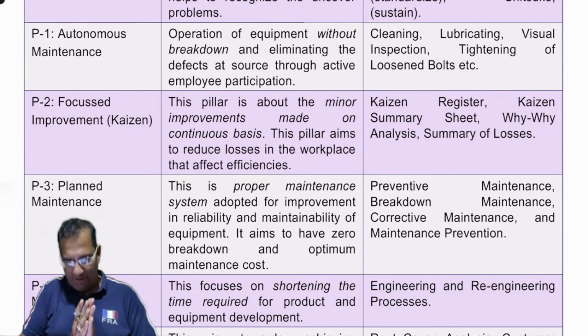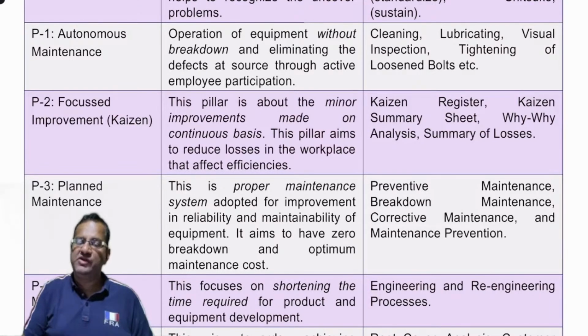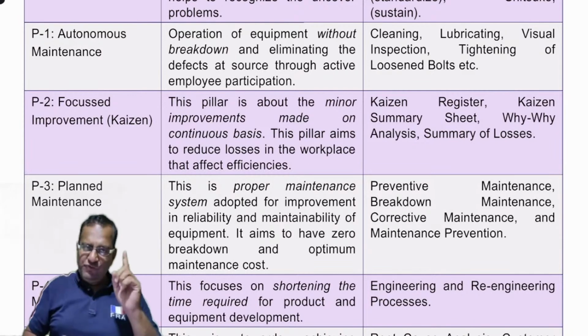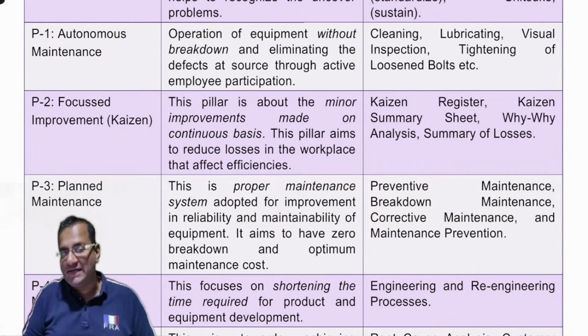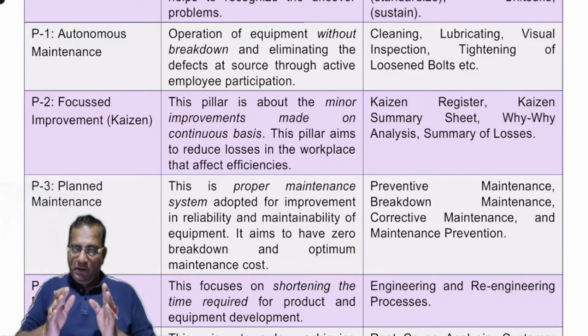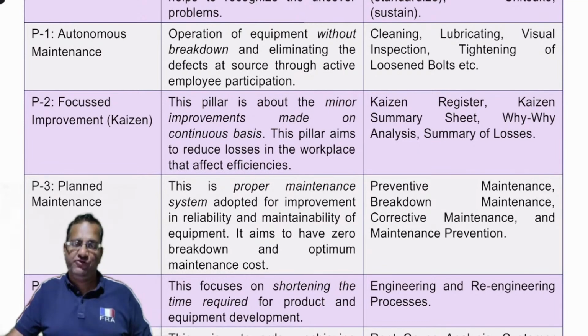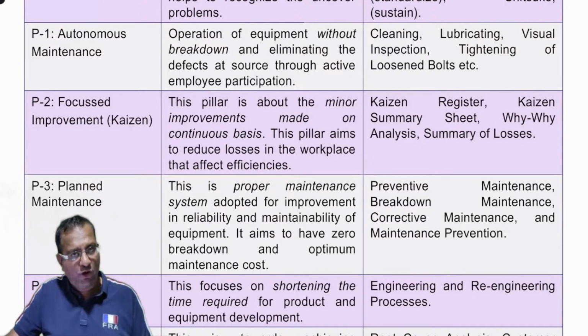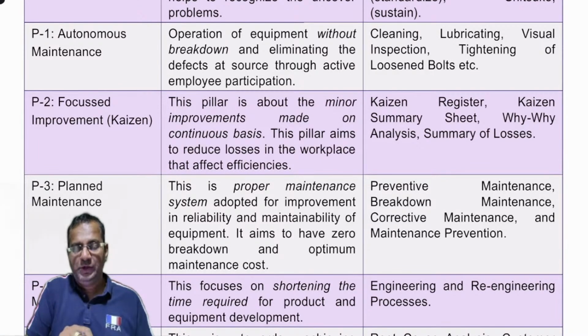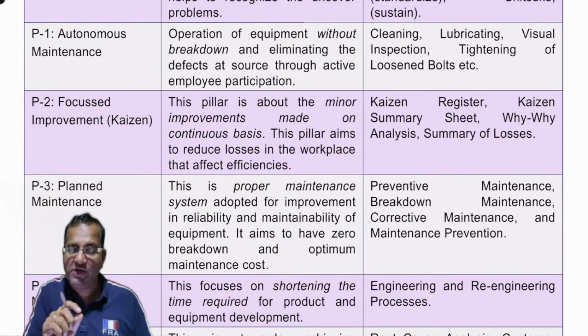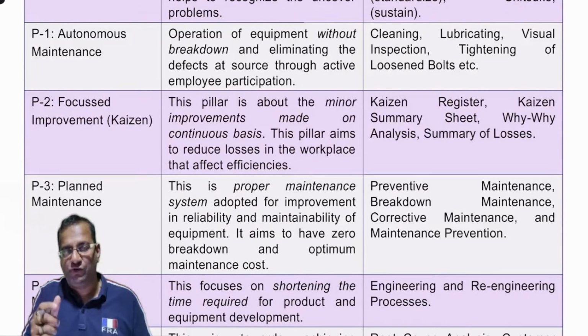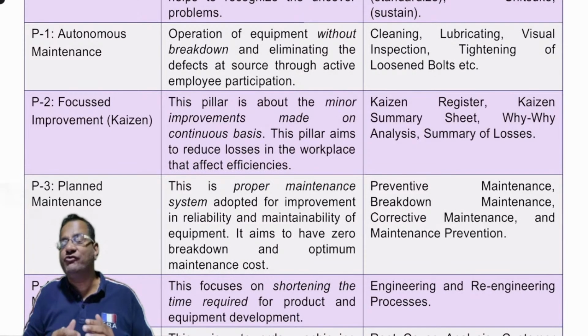Okay, beta. Now let's start the combined discussion about these 8 pillars of TPM. The very first pillar is autonomous maintenance. In the prerequisites for successful implementation of the JIT system, there is a prerequisite known as workforce development. In that workforce development, there is a point regarding giving training to workers to have limited maintenance. The important word is limited. Autonomous maintenance means continuous maintenance.